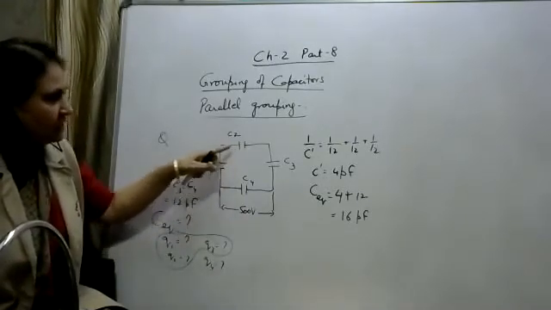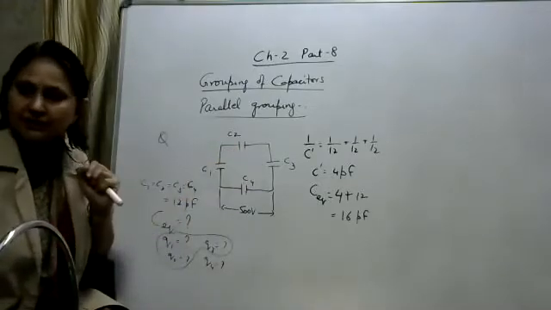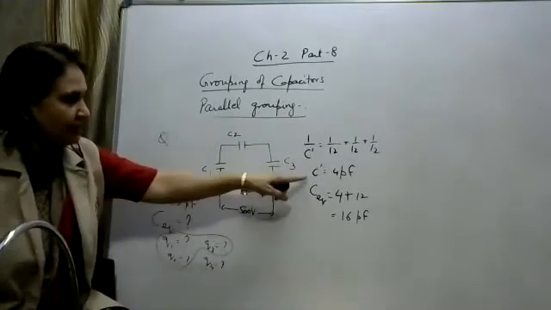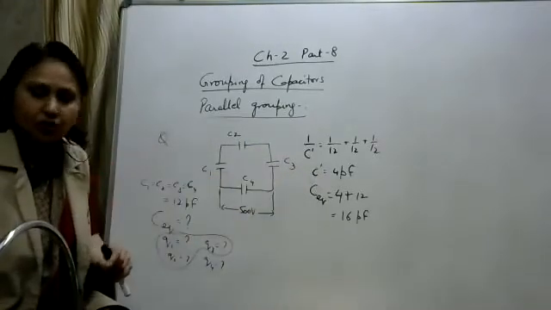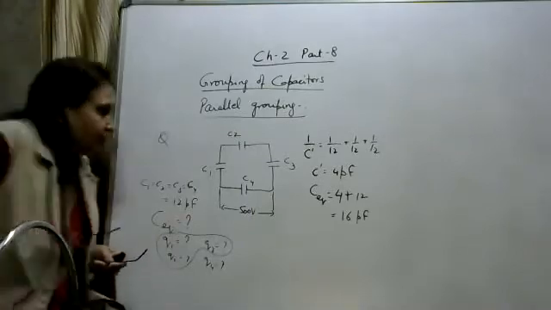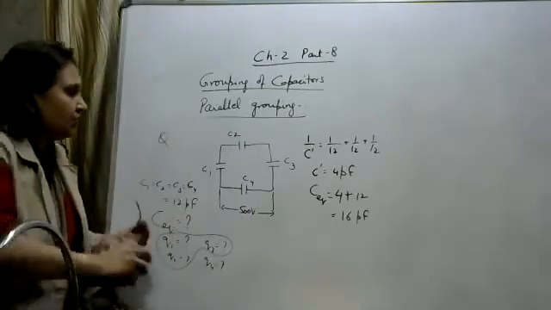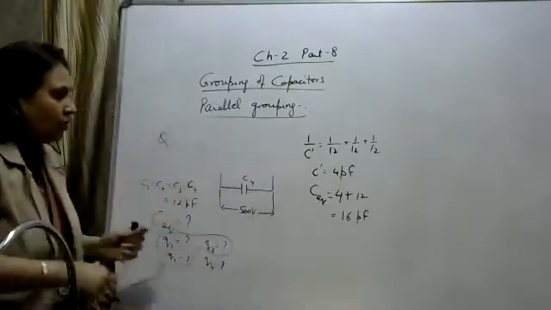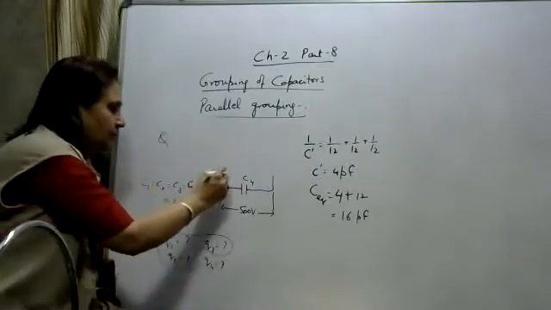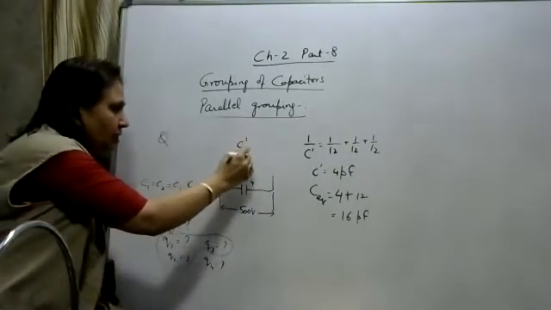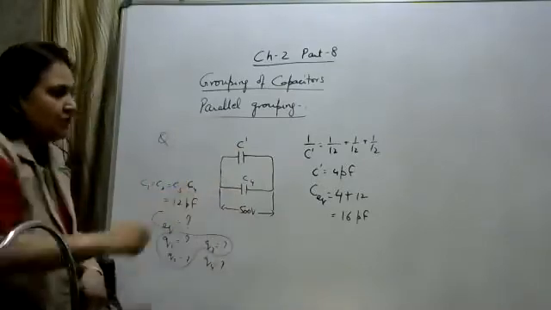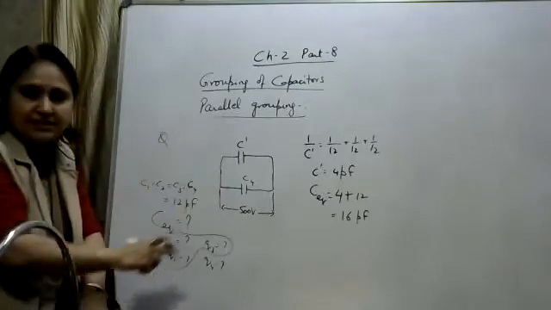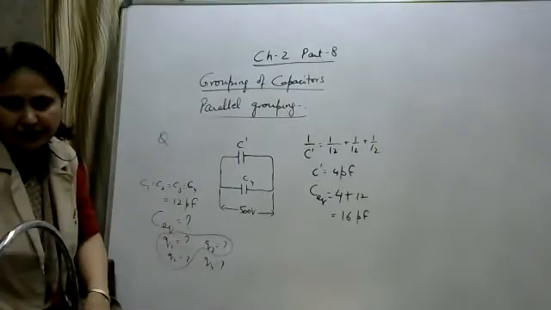So let the equivalent of C1, C2, C3 be C dash. So 1 upon C dash is equal to 1 by 12 plus 1 by 12 plus 1 by 12. That is, C dash is equal to 4 picofarads. Now instead of C1, C2, C3, I will draw only C dash, and this C dash is in parallel to C4. So the equivalent capacitance will be 4 plus 12, that is, 16 picofarads.